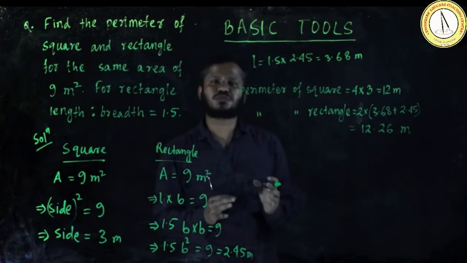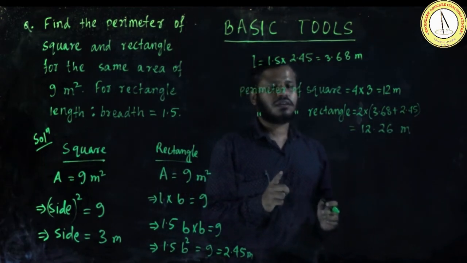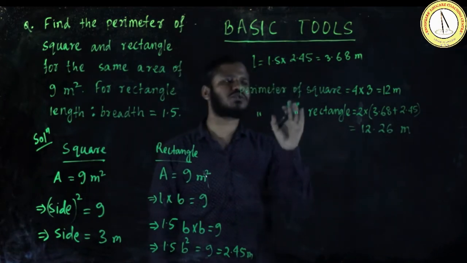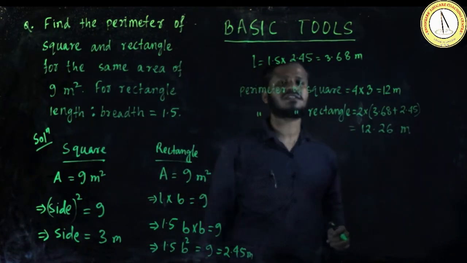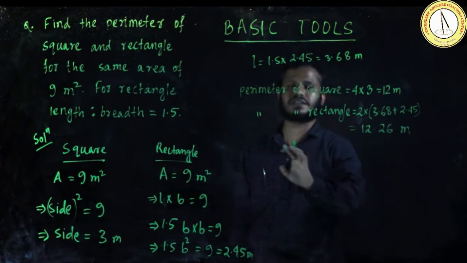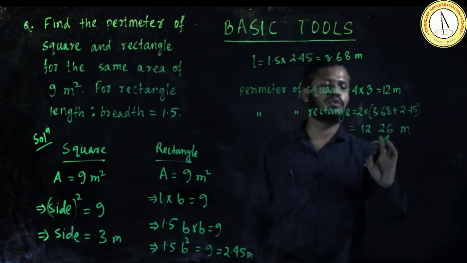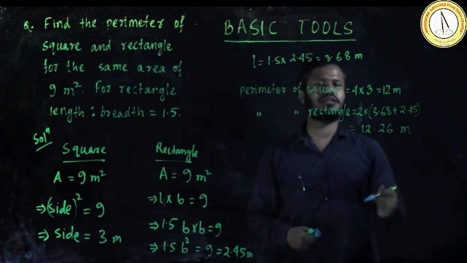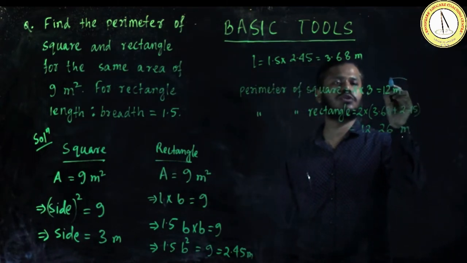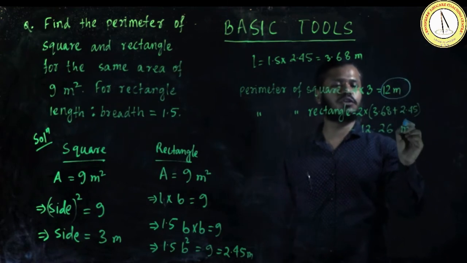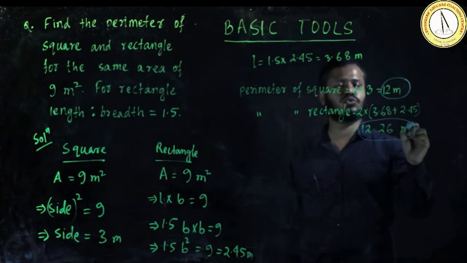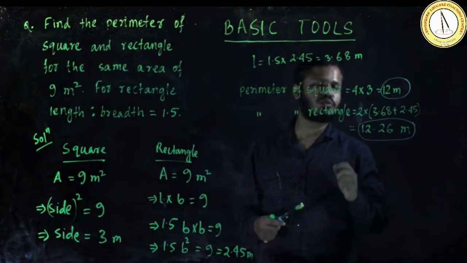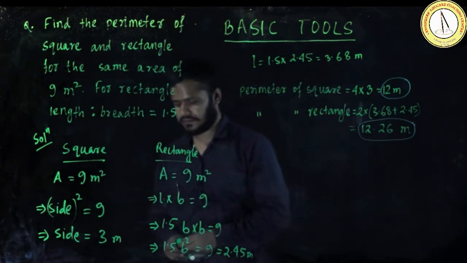So solving this problem is not the task. The final task is left now also. Now just observe, the perimeter of square is 12 meter and the perimeter of rectangle is 12.26 meter. What you have to observe is that here you see the perimeter of square is how much? 12 meter and the perimeter of rectangle is 12.26. Which one is more? The perimeter of rectangle is more, 12.26 meters.